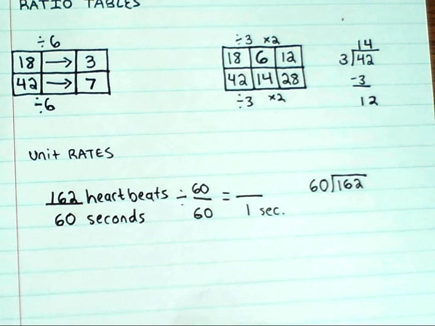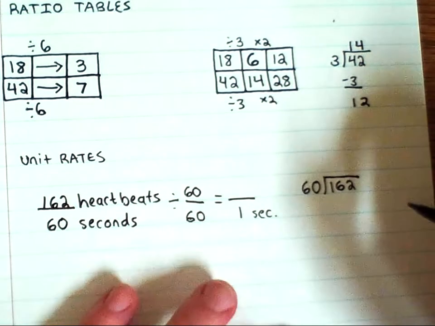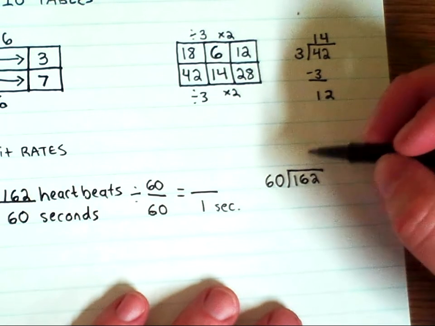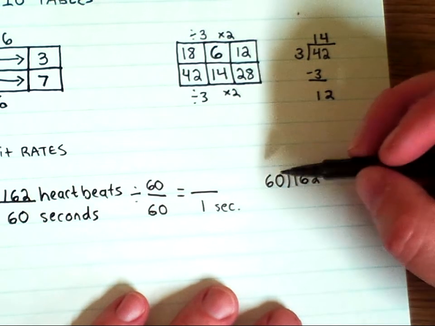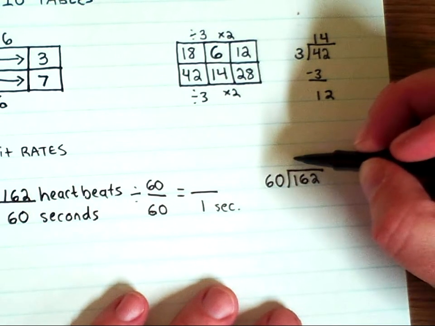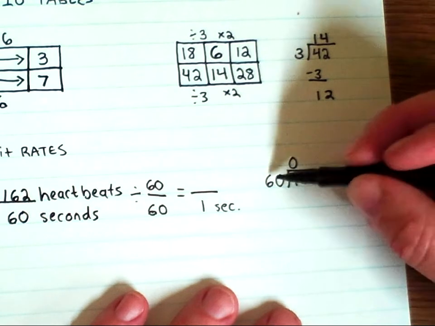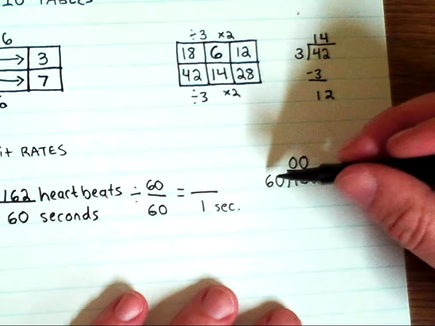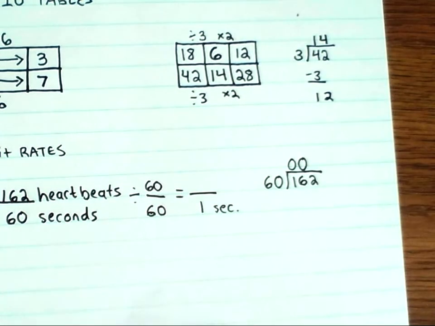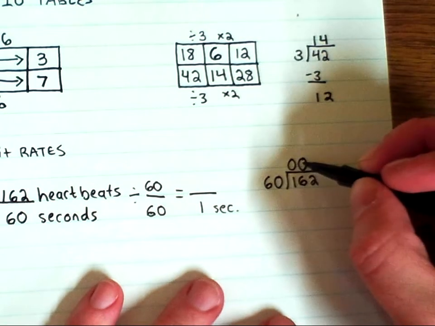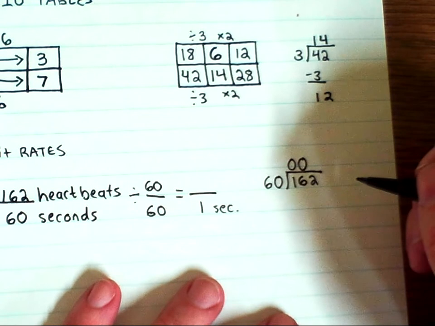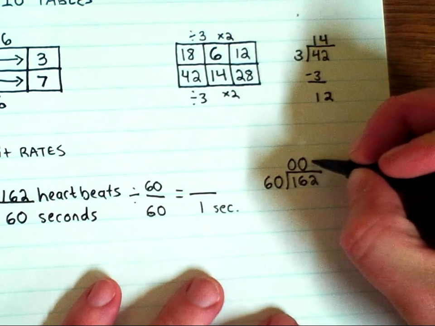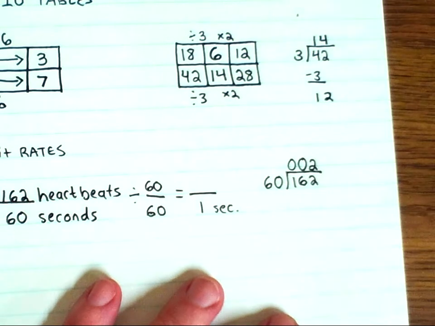All right, so I set my problem up. And I'm going to show you again the importance of place value, lining things up. You don't have to put these zeros, but I'm going to, again, to show you the importance of place value. 60 goes into 1 0 times. 60 goes into 16 0 times. Sometimes they'll figure out 60 goes into 162 twice, but they might put the 2 smack dab in the middle for whatever reason. But it doesn't go into 16 twice. It goes into 162 twice.